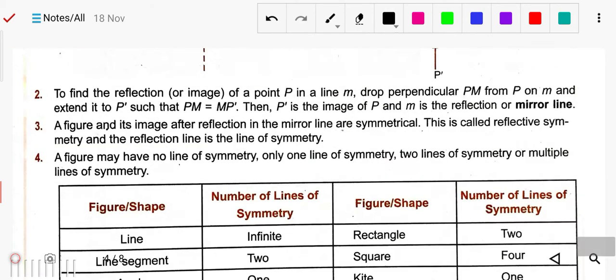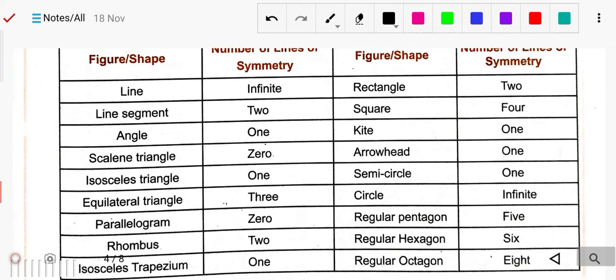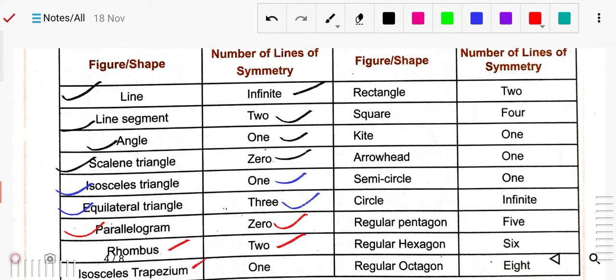Here is the most important thing that you have to remember. This chart is very important: how many lines of symmetry for the shapes. For a line, how many lines of symmetry? Infinite. A line segment, 2. Angle, 1. Scalene triangle, 0. Isosceles, 1. Equilateral triangle, 3. Parallelogram, 0. Rhombus, 2. Trapezium, 1.